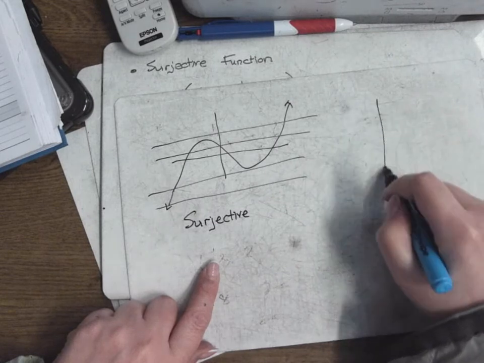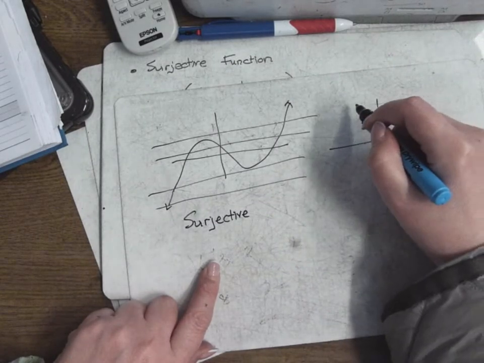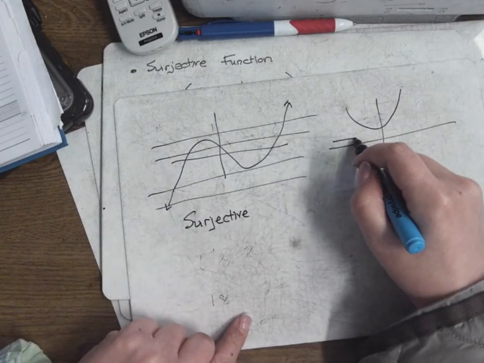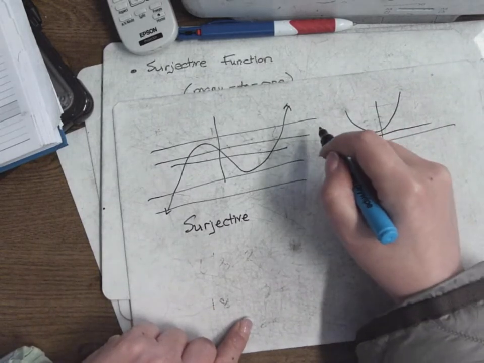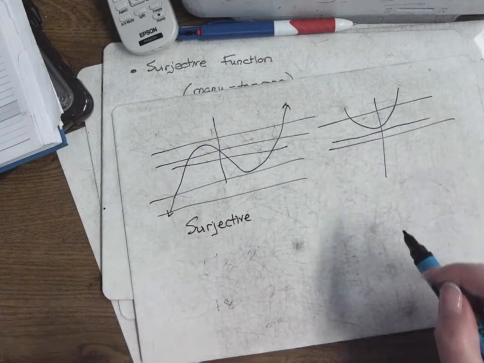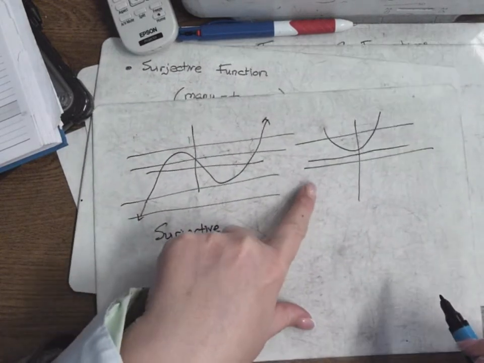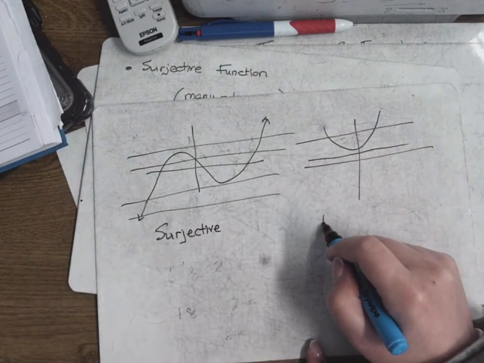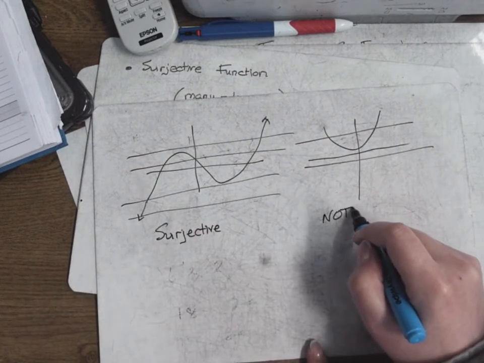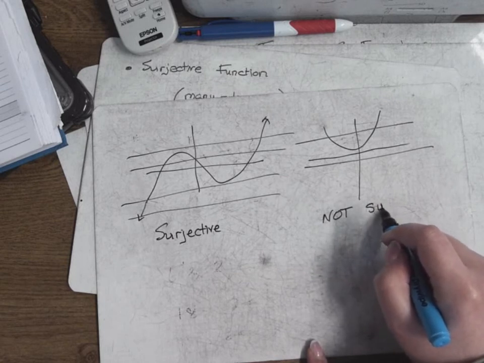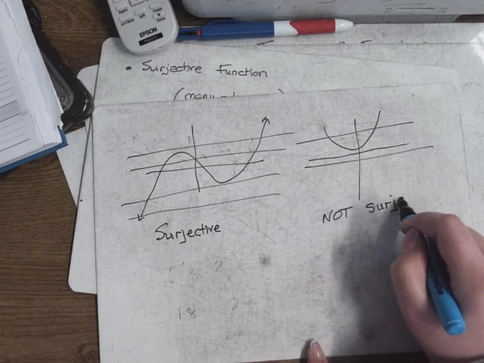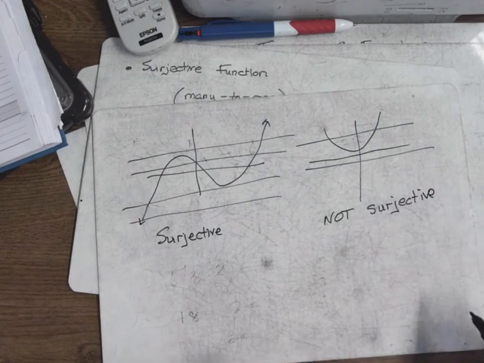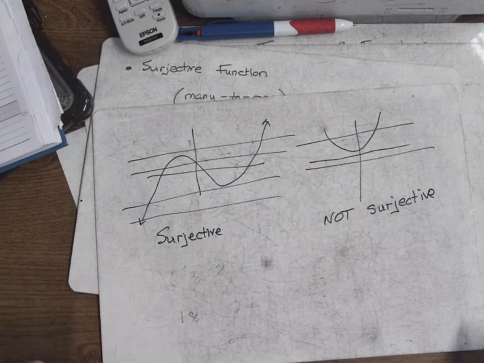Whereas if I had something like this, I can draw a horizontal line here, can't I? And it doesn't meet it at all. It's fine up here, it's hitting it at least once, but down there, it doesn't hit it at all. So this is not surjective, because in order for it to be surjective, it has to hit it at least once.